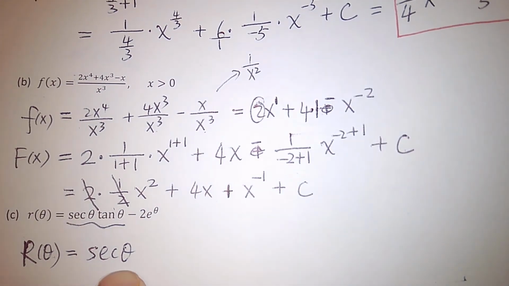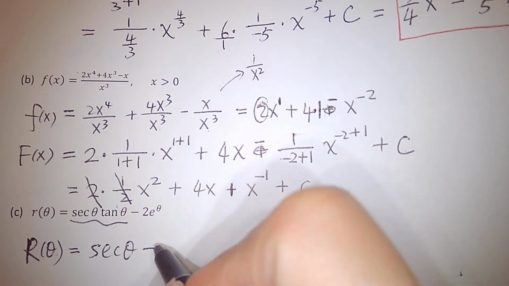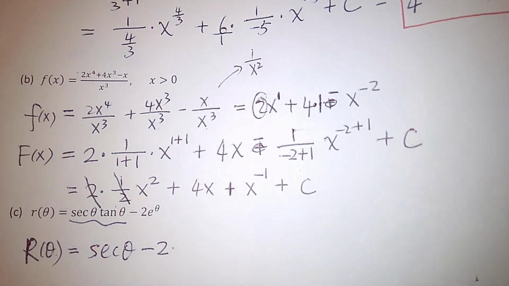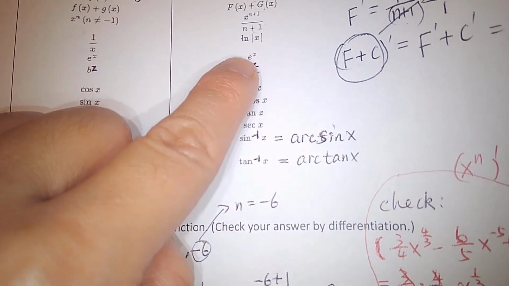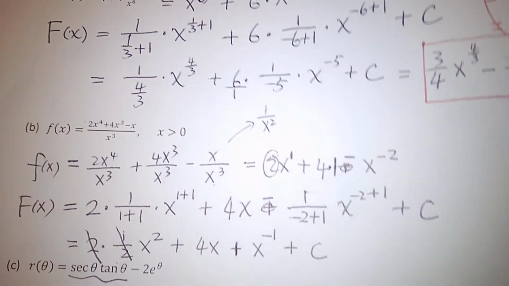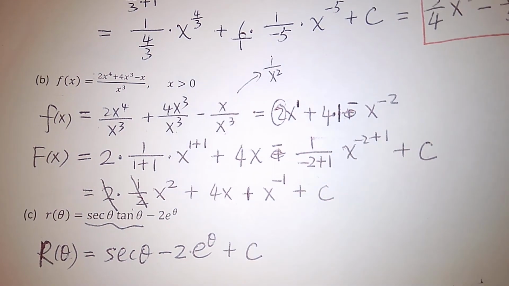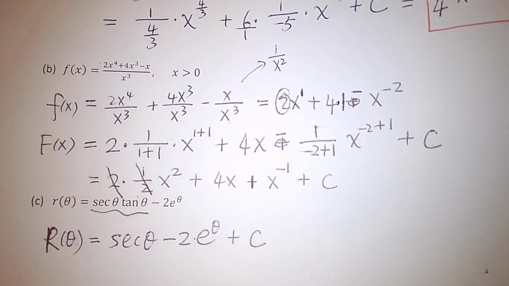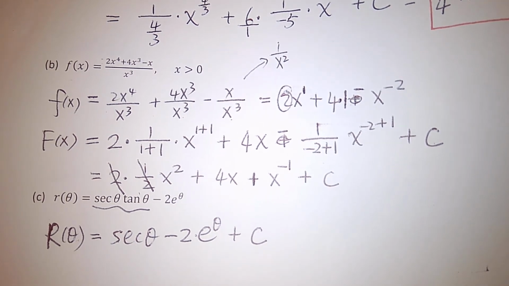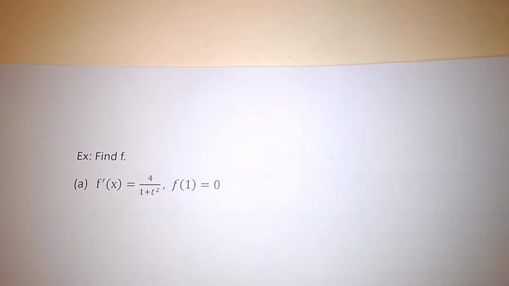So secant theta, and minus 2 times the antiderivative of e to the theta. What is it? e to the theta, right? So e to the theta and plus c. Done. Easy question, right? Alright, so now let's move on to the next page.